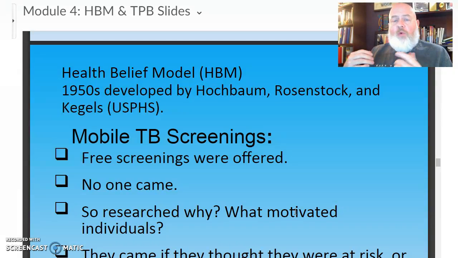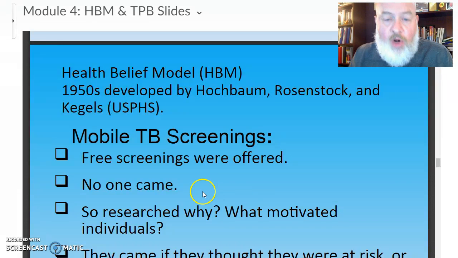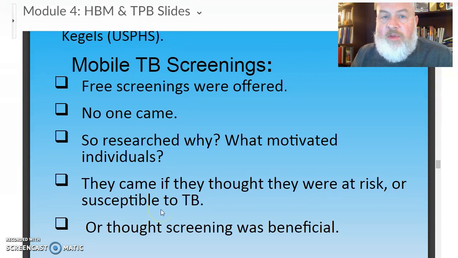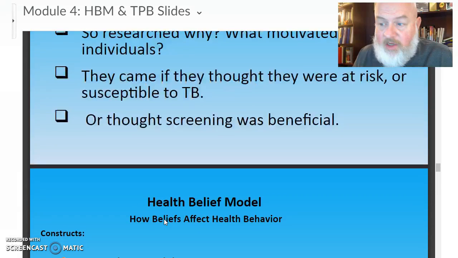So why aren't people coming? What's motivating people to either come or not to come? And what they found out is that they came if they thought they were at risk, or if they were susceptible, or if they thought the screening was beneficial. So there's the nutshell right there.